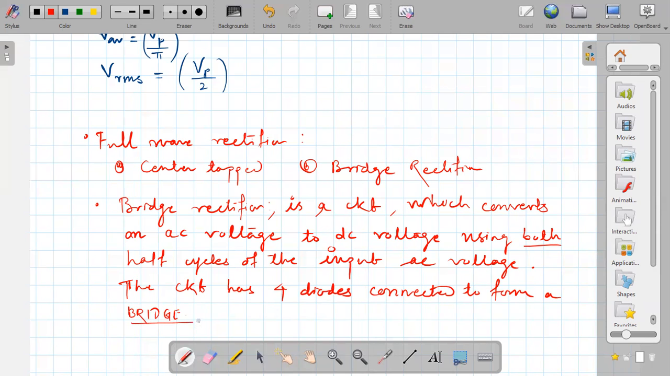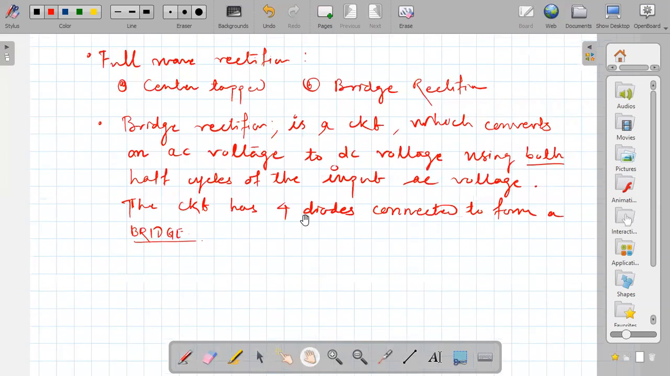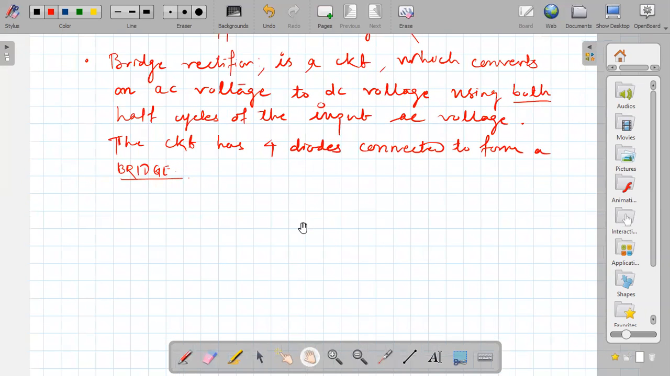Then I will draw the circuit diagram for the bridge. See, there are two types. We will learn about two types of full wave rectifier: center tap and bridge. Now I will first explain the bridge, which consists of four diodes. See, then I will draw the circuit diagram.